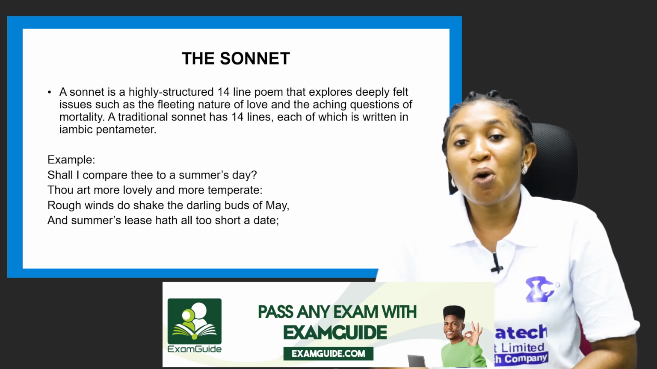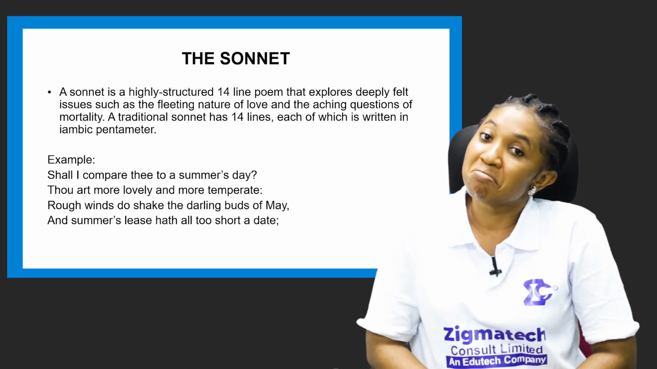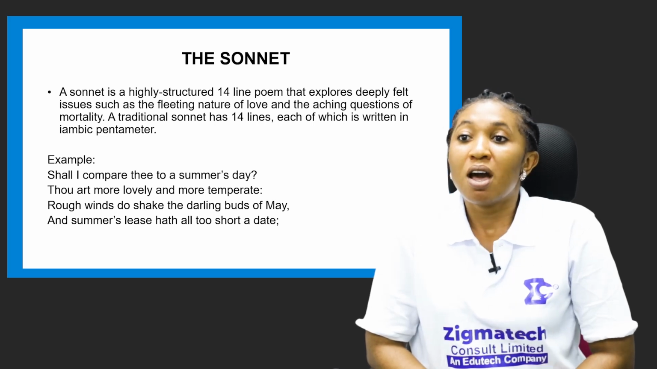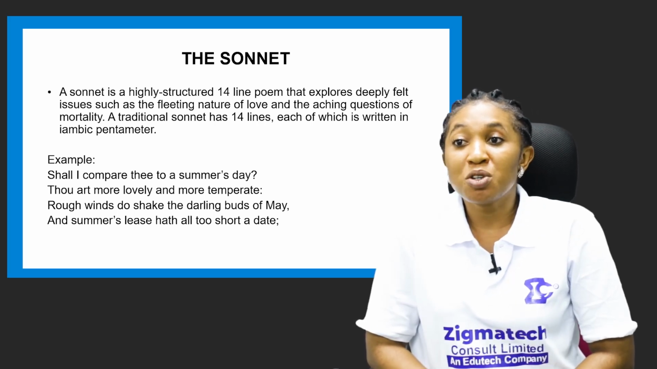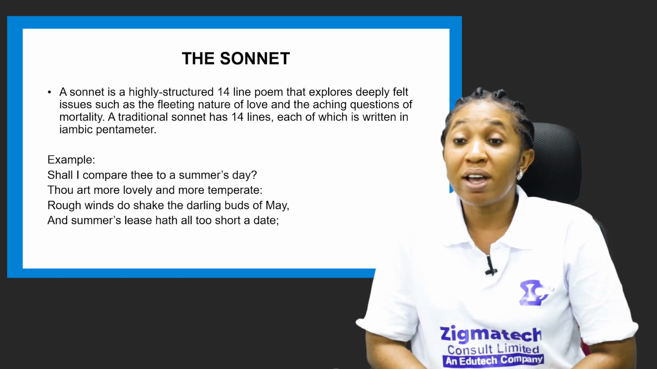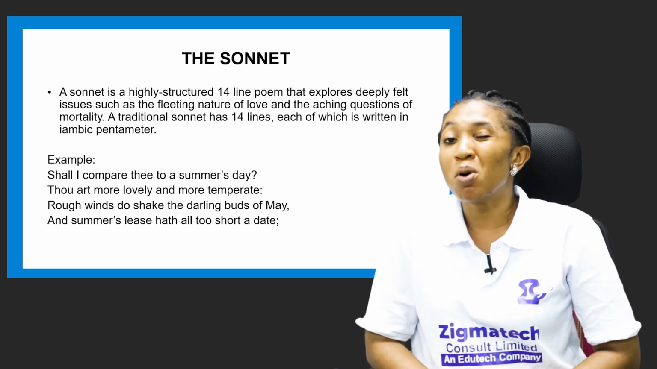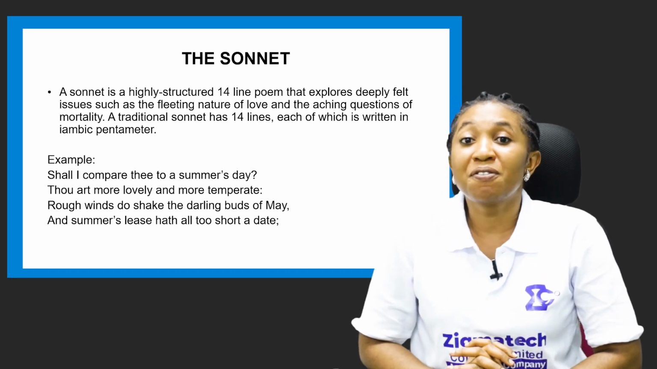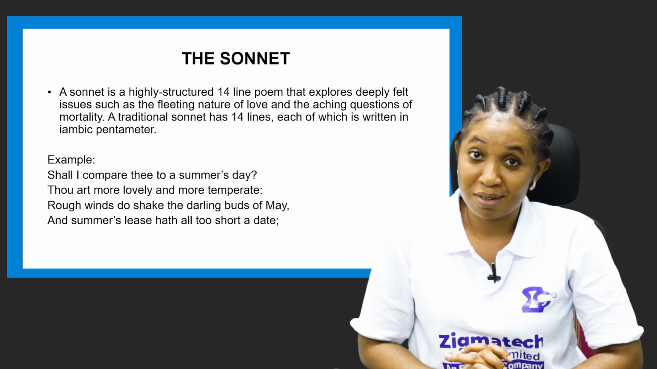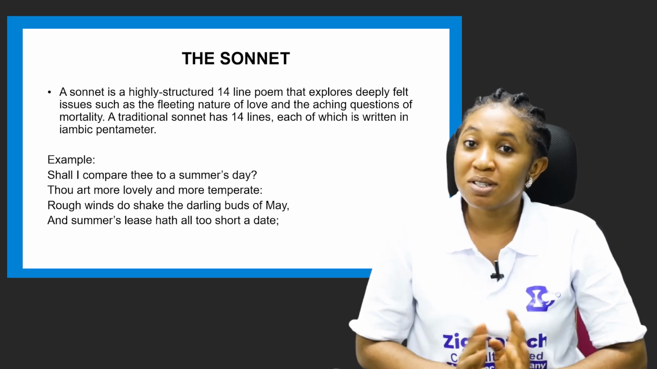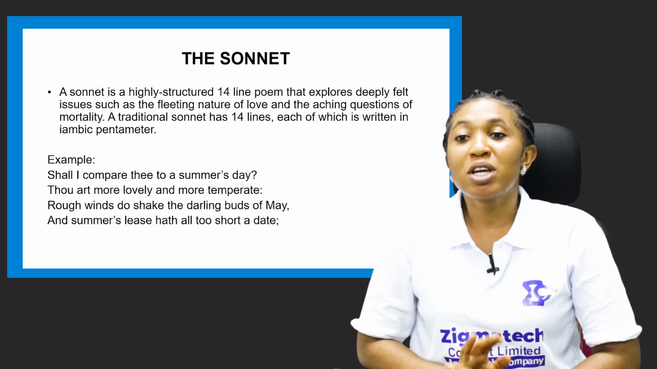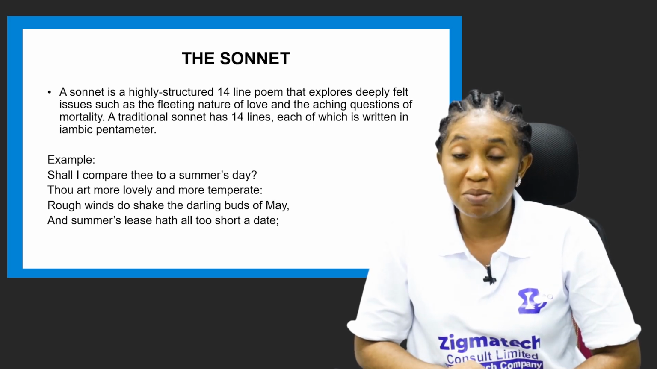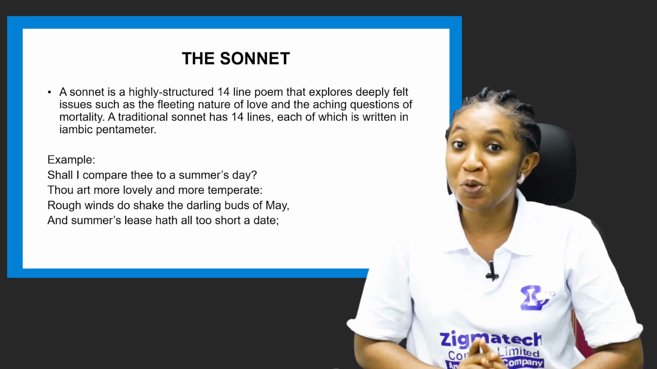If we look at all the Shakespearean sonnets, most of them express love, even beauty. And also, they are used to explore the aching questions of mortality. Most of the metaphysical poems are sonnets. Metaphysical poetry is something we are going to discuss later. So a traditional sonnet has 14 lines, each of which is written in iambic pentameter. We have discussed that before, so you go watch that video.